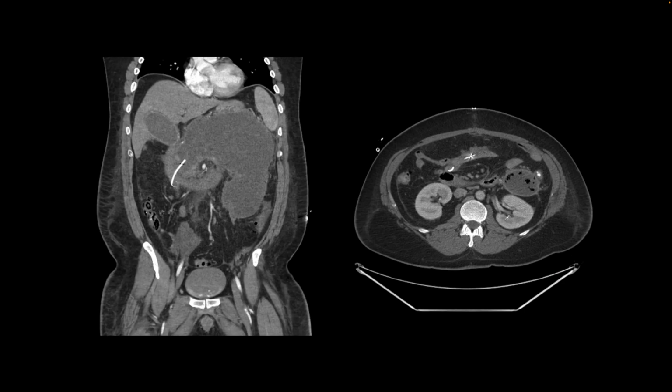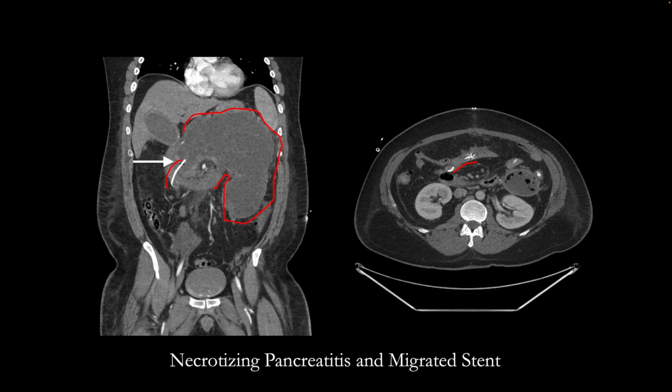Here is our next patient. They presented with necrotizing pancreatitis, and we can see that the pancreatic parenchyma is missing and replaced with this very large collection. And they've had a procedure where a pancreatic duct stent has been placed, but this has moved further into the third portion of the duodenum. And so the stent has migrated proximally into the duodenum.